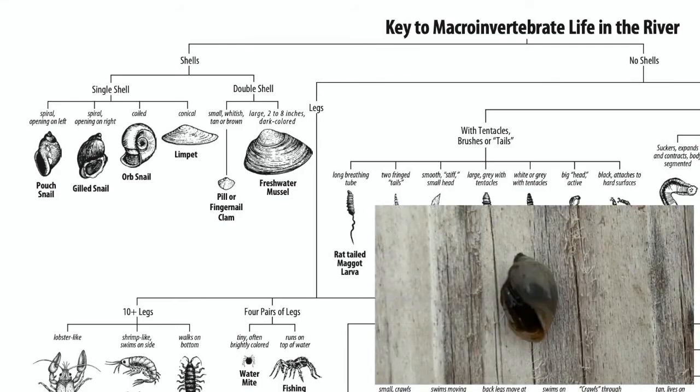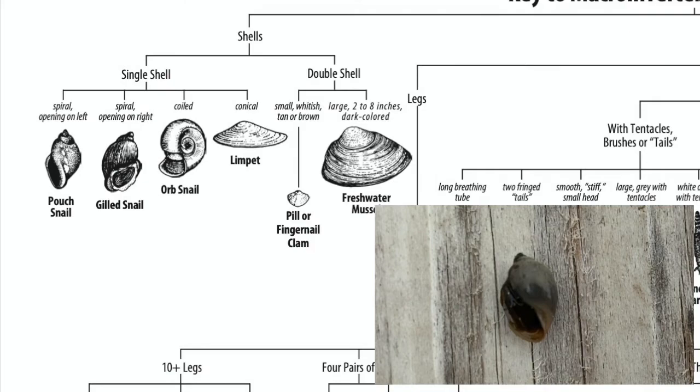Let's try the next critter. First, shell or no shell. This critter has a shell. Now we look to see if it has a single shell or a double shell. This is a single shell. Now we look to see which way the shell opens, and it looks like it opens on the left. So, it is a pouch snail.